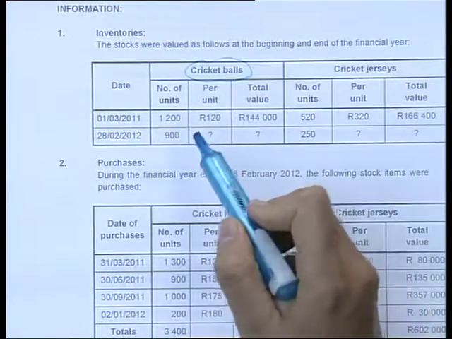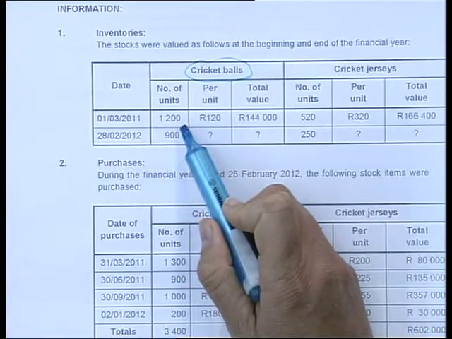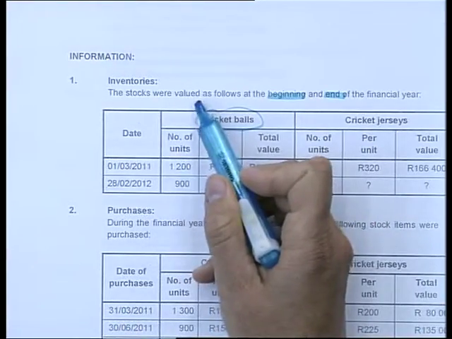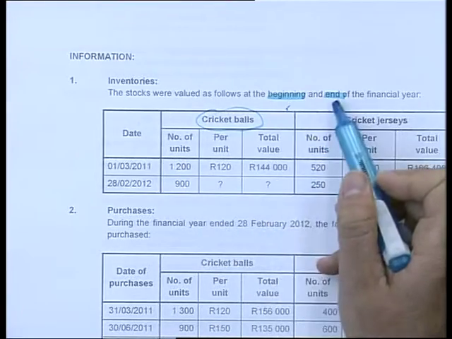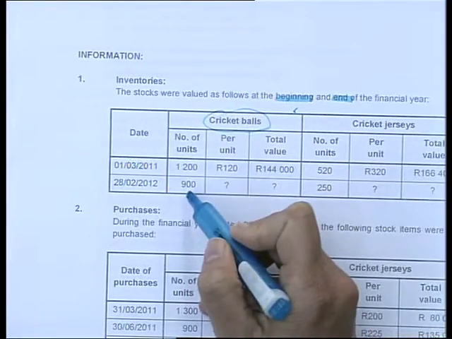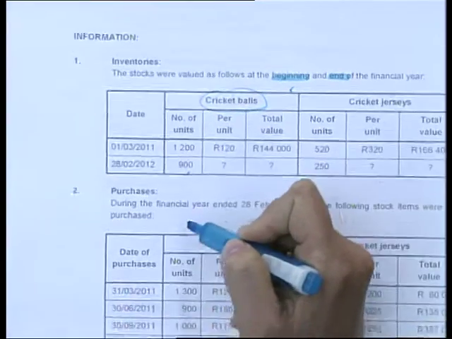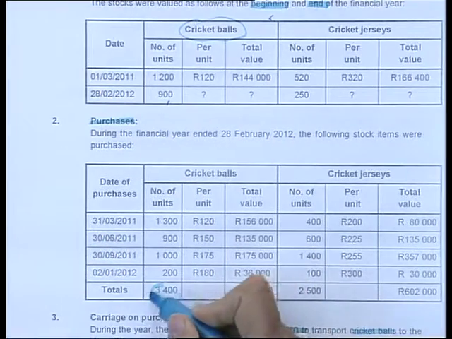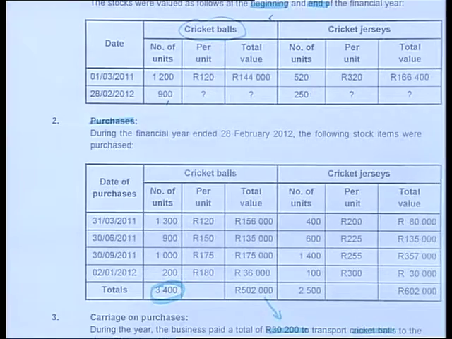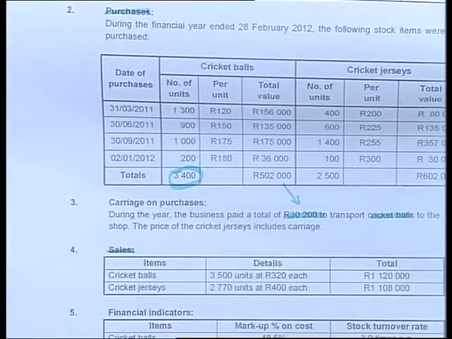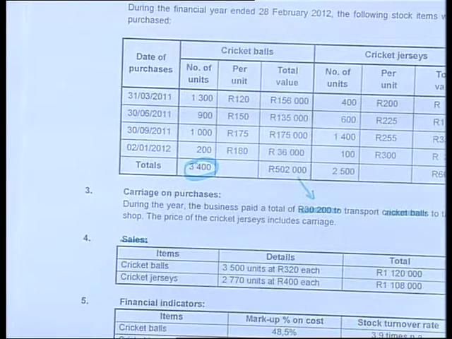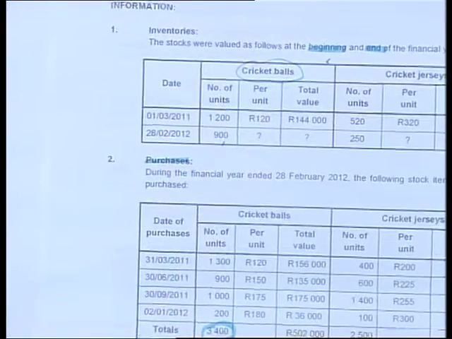Okay. The opening stock, the number of units at the beginning and the end of the year. That's the information that was given there. The stocks that were valued as follows at the beginning and the end of the year. So that's the opening stock, that's the closing stock. Okay. The purchases, these were all the purchases, and they give you the total purchases there. And this is the sales. So you first go and assess what information was given to you. So where are we going to start? We need to calculate the number of cricket balls that were stolen.